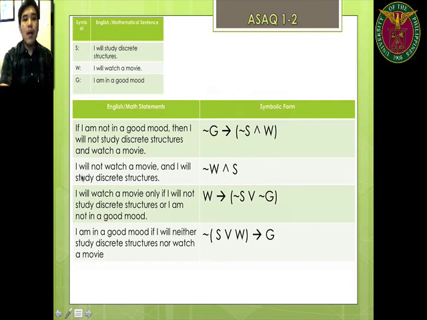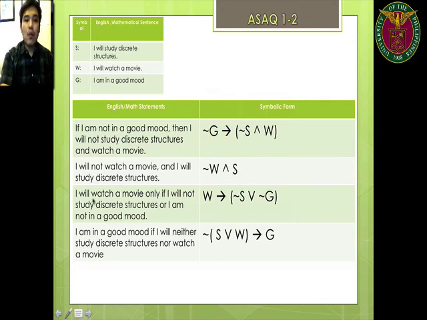Next example. I will not watch a movie and I will study discrete structures. So it's pretty simple. I will not watch a movie is just a negation of W and an affirmation of I will study discrete structures. So it's just an S. So it's not W and S.